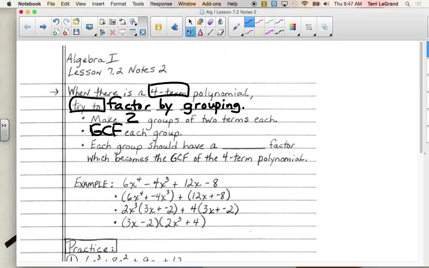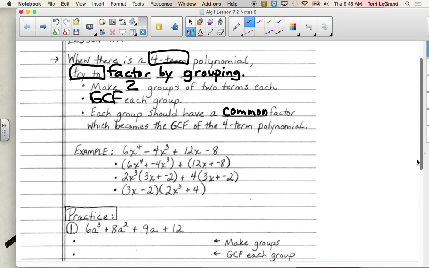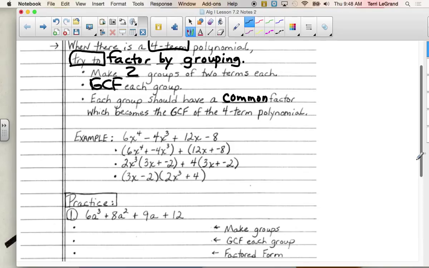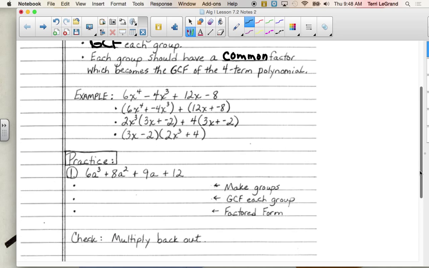And then the goal is, if it is factorable by grouping, that each group should have a common factor. So you GCF each group, they're working independent of each other. But then after you have GCF'd them, you have factored each of those groups. One of those factors in each group should look exactly alike. They should have a common factor, which actually then becomes the GCF. Then we kind of like bring it back together and say, okay, now we're back to treating you as a 4-term polynomial, and this is your GCF. Okay? So here's an example.